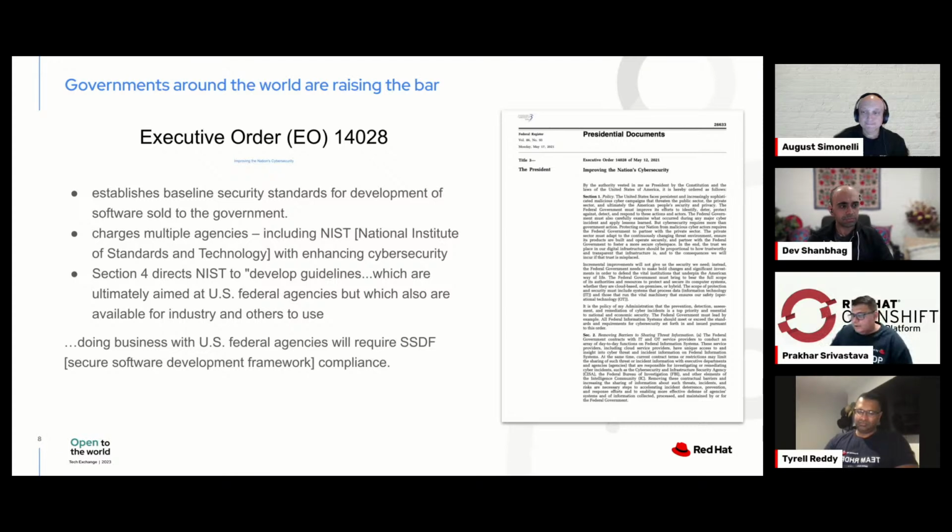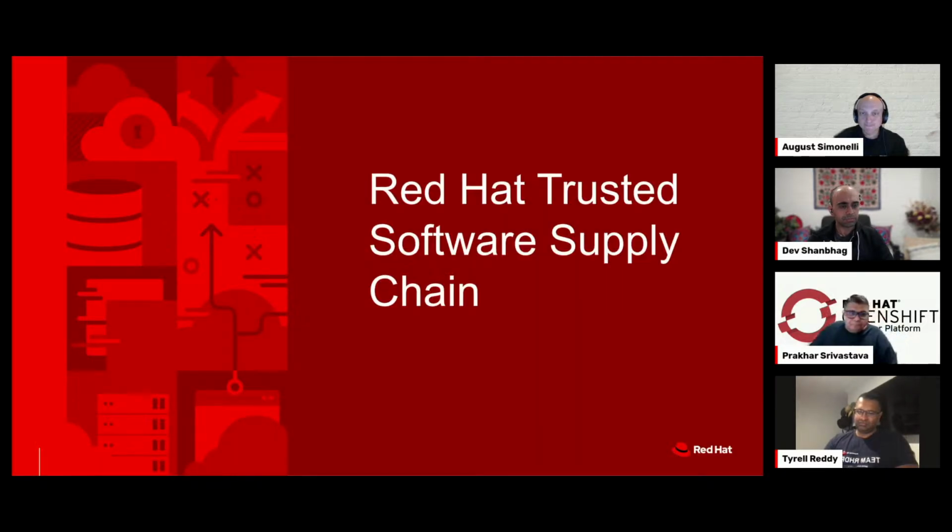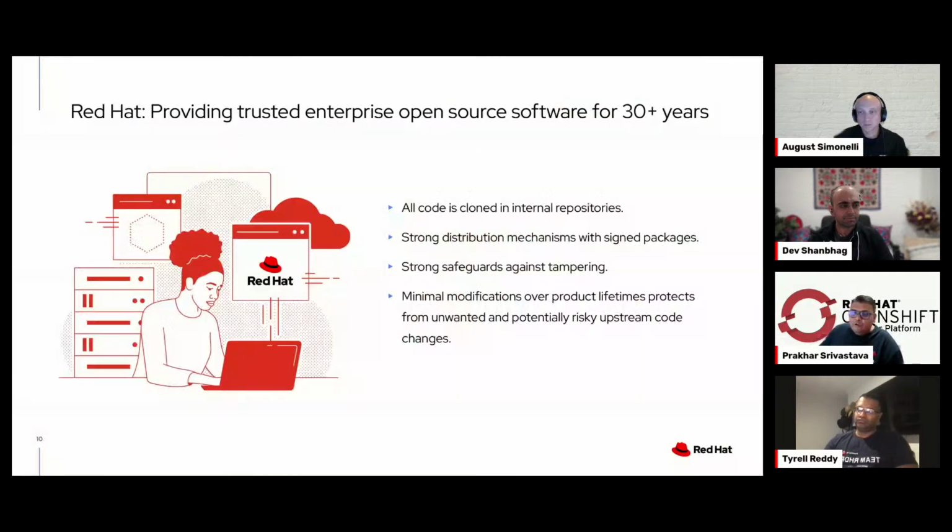Okay, so what is the Red Hat take on trusted software supply chain? What we do now, first of all, over the 3 decades, we are distributing the software. We learned from the best how to distribute those software.